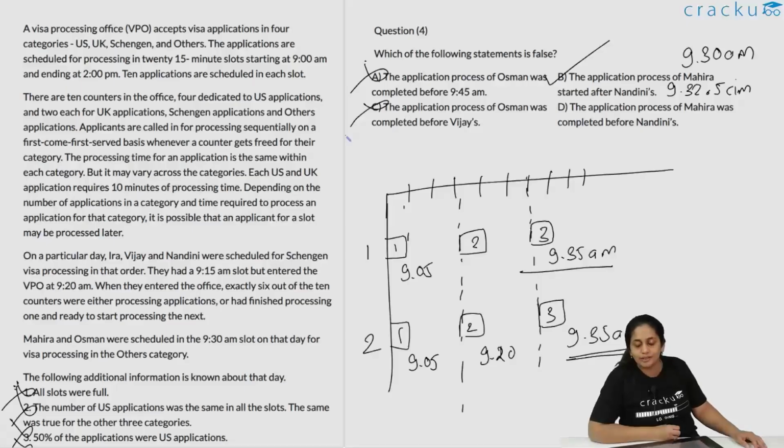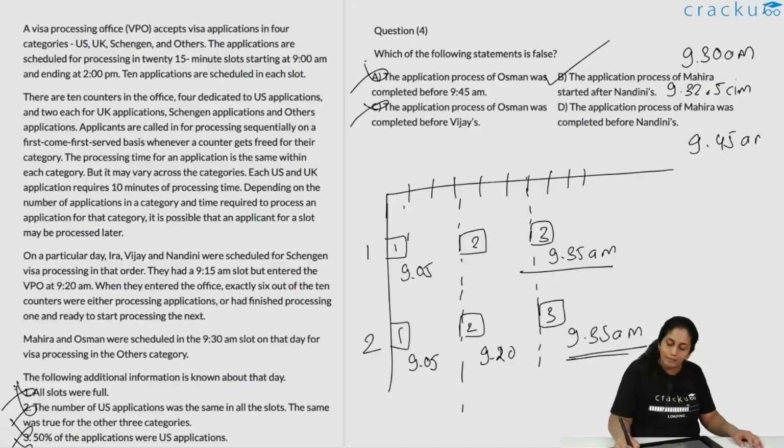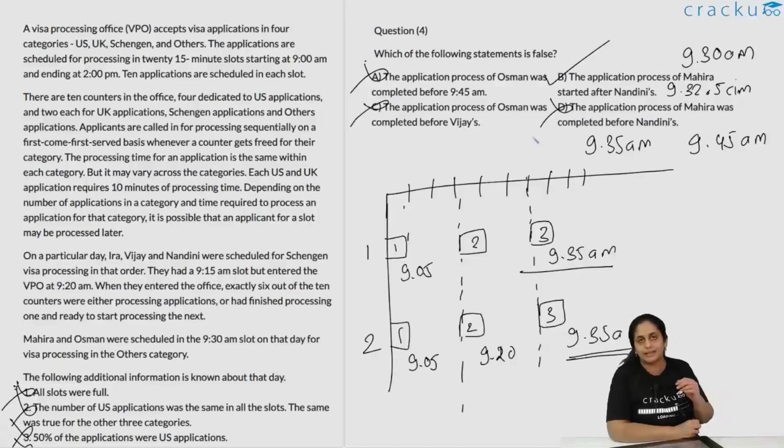The application process of Mahira was completed before Nandini. This is definitely true. Nandini's is done by 9:45 am and Mahira's is latest done by 9:35 am. So this is also true. So D also can be eliminated. B is the right answer.